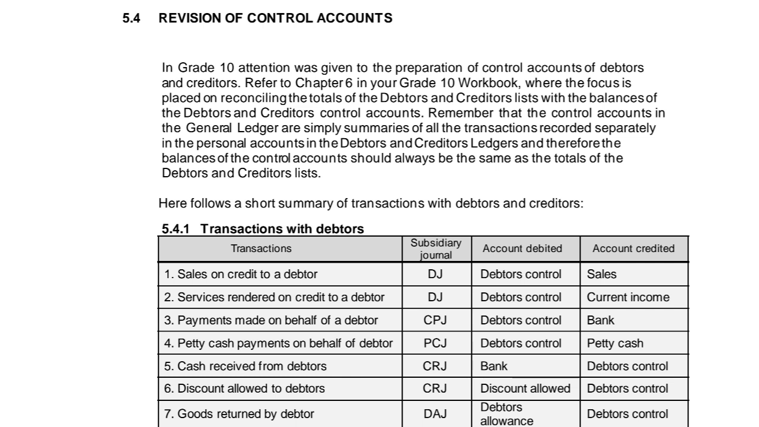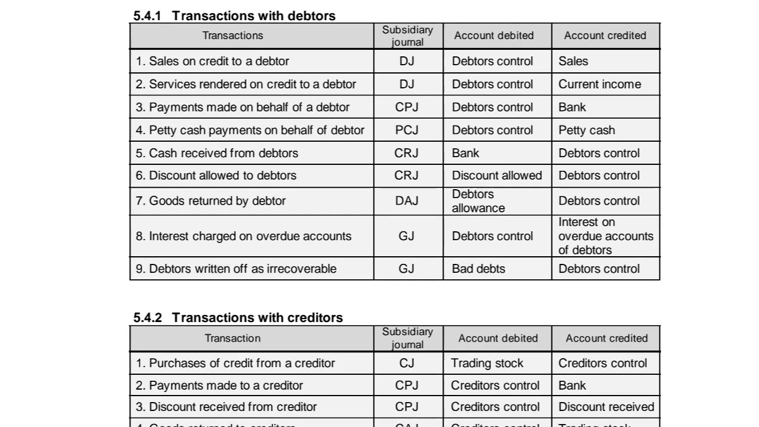Remember that the control accounts in the general ledger are simply summaries of all the transactions recorded separately in the personal accounts in the debtors and creditors ledger. And therefore, the balances of the control accounts should always be the same as the totals of the debtors and creditors list. Here follows a short summary of transactions with debtors and creditors.